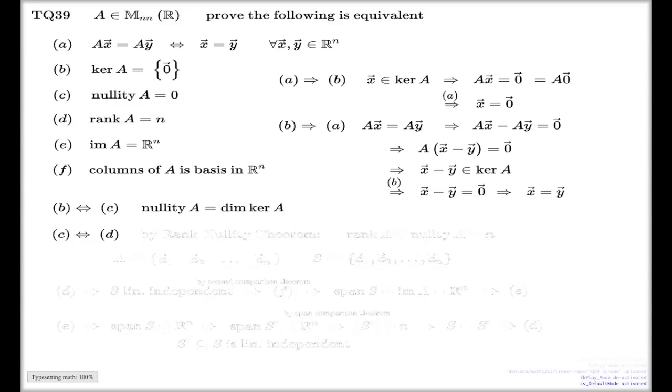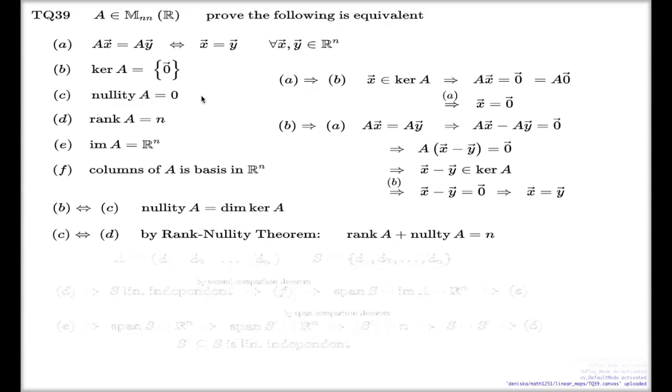Equivalence between C and D is another simple equivalence. I mean, it is simple when you argue it right now, but it's not so simple because you have to make a reference to the rank and nullity theorem, and that's not an easy theorem. By that theorem, we know that the rank of a matrix plus the nullity of the matrix is the dimension of the domain, which is n.